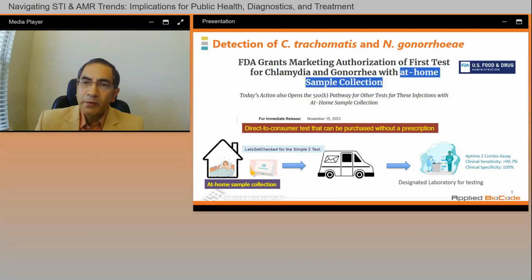FDA took a step further in providing broader accessibility of molecular testing closer to the patients. In 2023, the FDA approved a direct-to-consumer test that can be purchased without a prescription, allowing individuals to collect samples privately at home and send the specimen to a designated laboratory for testing. Since the testing portion of the approval is done in the clinical laboratory, the test provides the same assay sensitivity and specificity as routine clinical molecular tests performed at clinical laboratories.